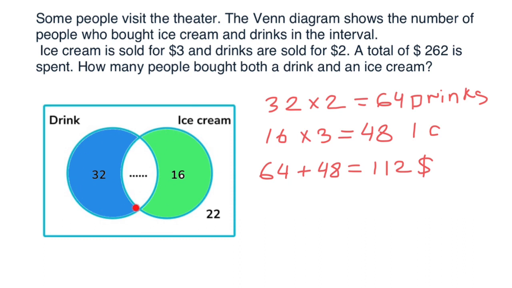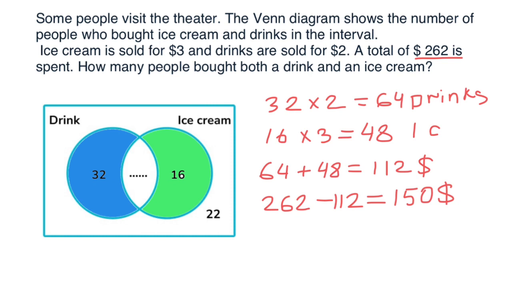But also some people bought both ice cream and drink. So what do we have to do next? We know that $262 were spent total. So from $262 we have to deduct $112. And the difference is going to be $150 were spent by people who bought both drinks and ice cream.